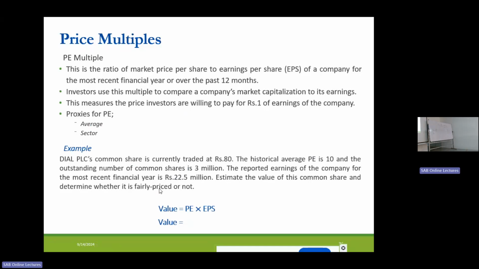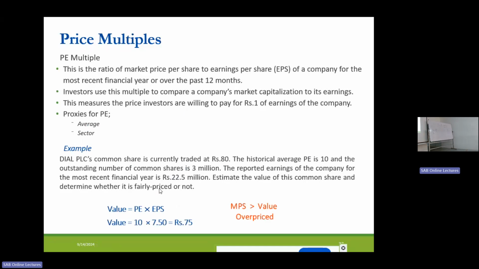Normally, on average, investors paid 10 rupees for 1 rupee of earnings. Today the earnings per share is 7.5. So we multiply the 7.5 earnings per share by the past company average price to earnings multiple. So this is the price based on the price to earnings multiple. This is what we call the intrinsic value: 75.